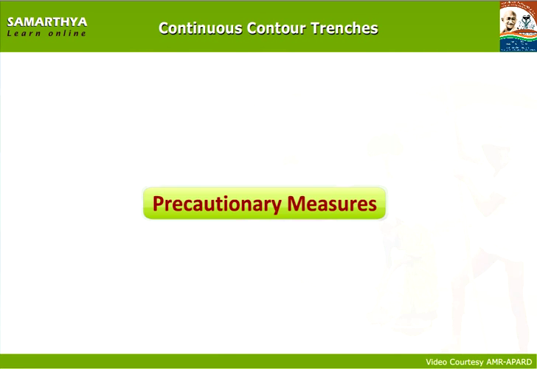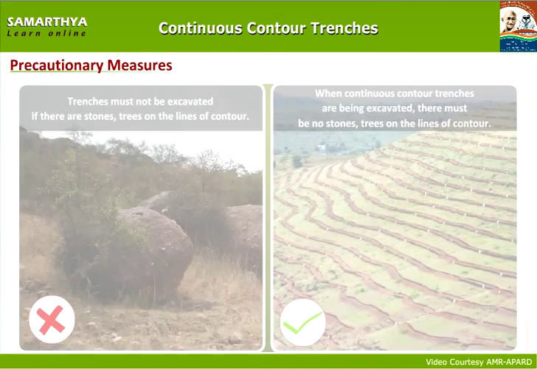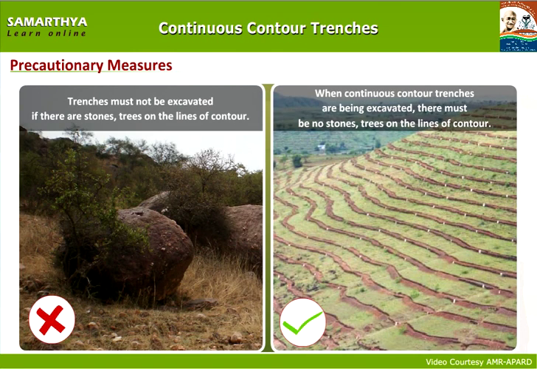Precautionary measures to be taken while constructing continuous contour trenches. Trenches must not be excavated if there are stones or trees on the lines of the contour. When continuous contour trenches are being excavated, there must be no stones or trees on the lines of the contour.